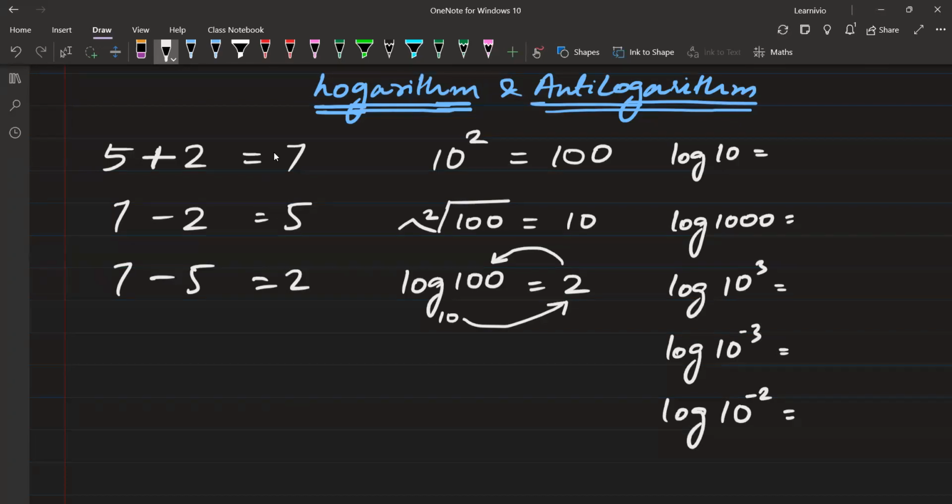1, sir. 1. Very good. 10 to the power what is equal to 1000? 3. अच्छा, 10 to the power what is equal to 10 to the power 3? 3. 10 to the power what is equal to 10 to the power -3? -3. 10 to the power what is equal to 10 to the power -2? -2. अच्छा अच्छा, by the way, can you see that I can write this as 3 into 1.